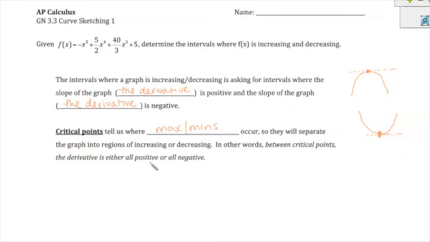So they will separate the graph into regions of increasing or decreasing, because once you hit one of those critical points at a max or a min, we know that we could be, maybe not always, changing over from increasing to decreasing. So in other words, between critical points, the derivative is either all positive or all negative. Alrighty, let's do one. So here's our original function. So step 1 is to find the critical points.